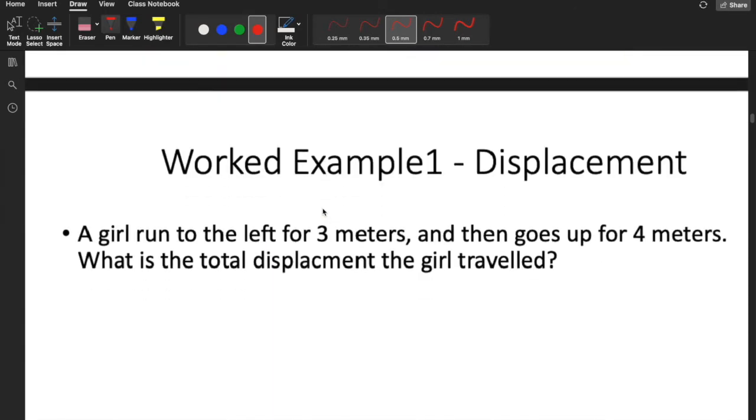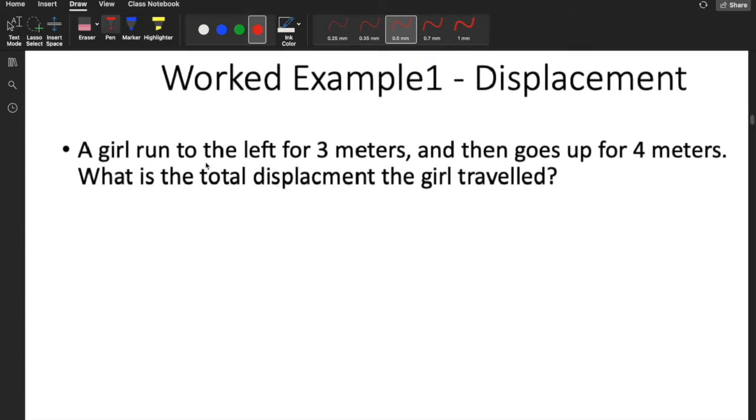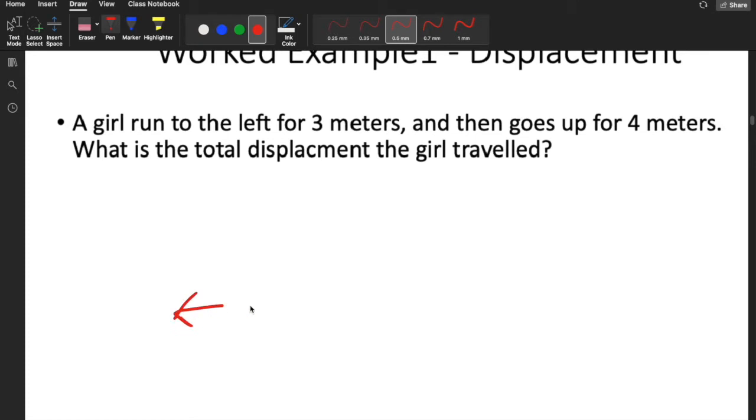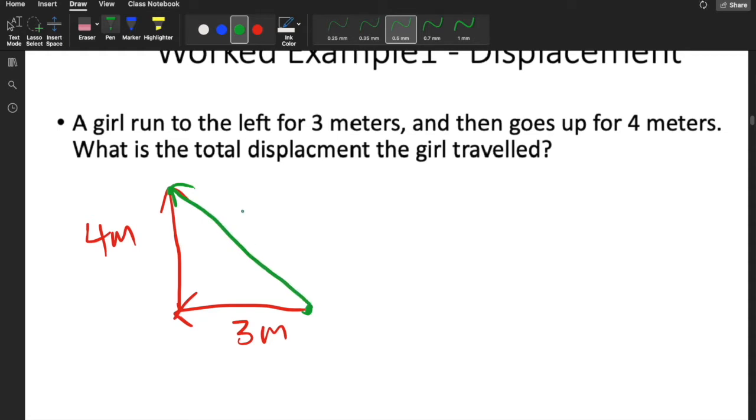Let's look at an example. A girl runs to the left for 3 meters and then goes up for 4 meters. What is the total displacement the girl will travel? For those kinds of problems, just draw a picture first. So 3 meters to the left and then 4 meters goes up, sorry. The displacement will be the length of the straight line between your starting point and your end point, which is the gray line.